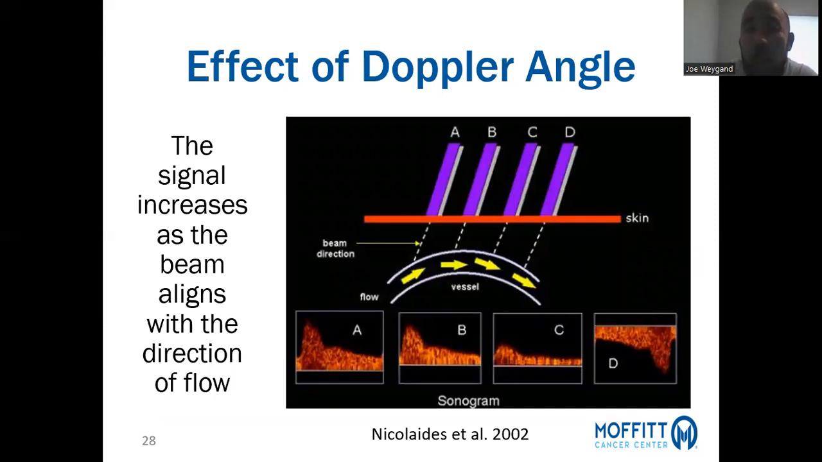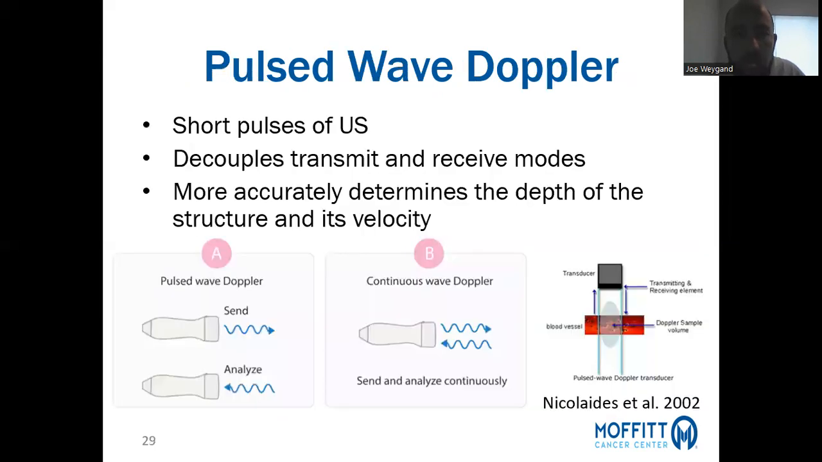So the Doppler signal is affected by the Doppler angle. Essentially, the signal increases as the beam aligns with the direction of flow. They mostly utilize pulsed wave Doppler compared to continuous wave Doppler. Here you utilize very short pulses of ultrasound. That allows you to decouple transmit and receive mode. That ultimately allows you to more accurately determine the depth of the structure and its velocity.